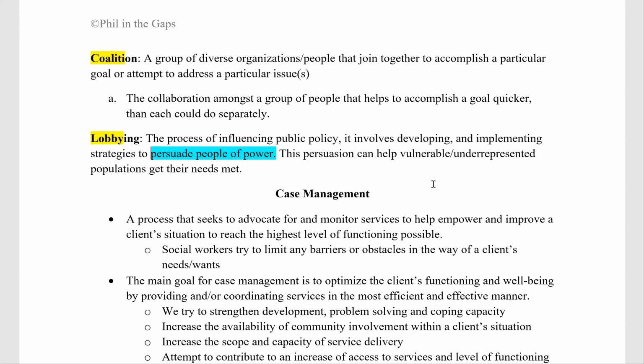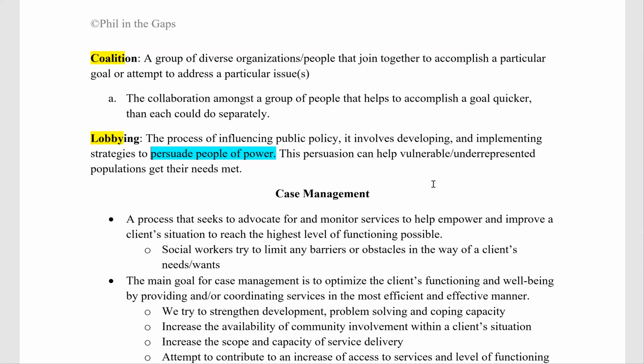And then coalition, we collate diverse people together in order to accomplish a goal in a different way. Lobbying, we have somebody sitting in the lobby waiting to talk to the person of power to promote change in some way, shape, or form.